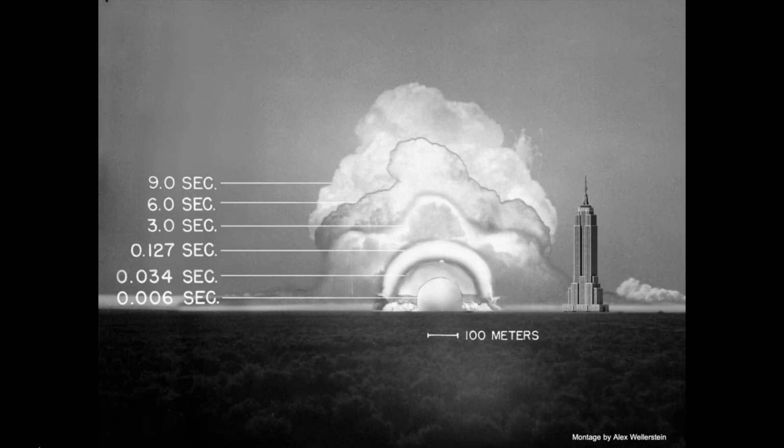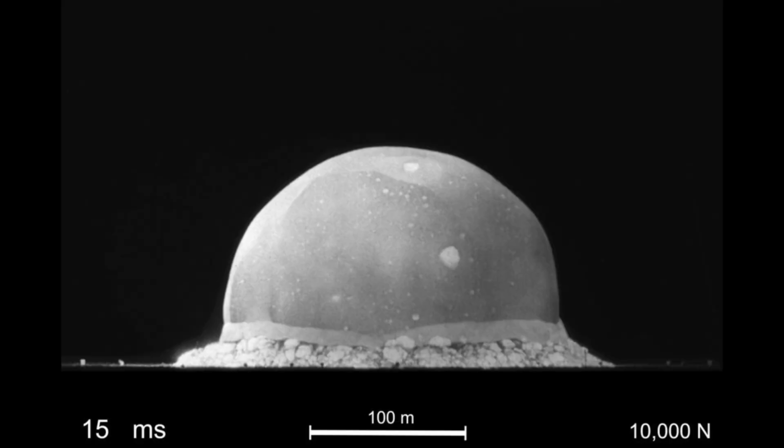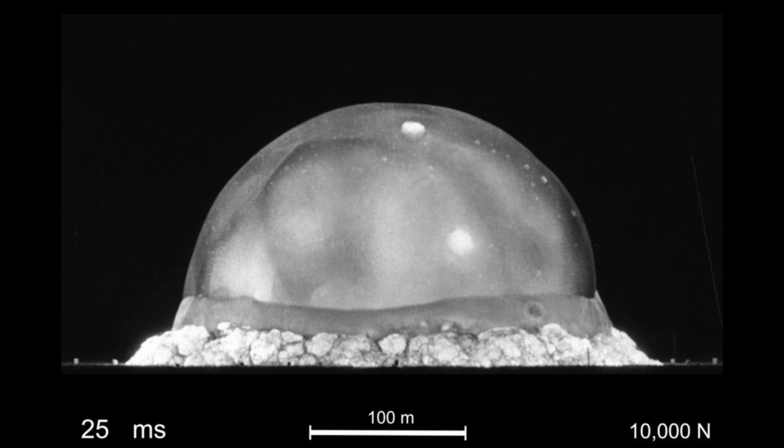The films are great, but they are a bit overwhelming. Pictures are more useful to get a first impression. Here we see an overlap of a few pictures within the first few milliseconds and seconds, and they are placed next to the Empire State Building to stress the enormous scale of the explosion. How big the explosion is depends on when we ask the question.